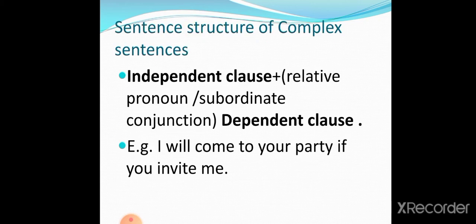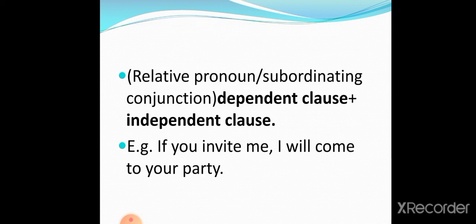Sentence structure of complex sentences. We have the independent clause, then relative pronoun or subordinate conjunction plus dependent clause. For example, I will come to your party if you invite me. And we have the sentence structure vice versa also, that sometimes we have the dependent clause first, with the relative pronoun or subordinate conjunction before it. For example, if you invite me, I will come to your party.